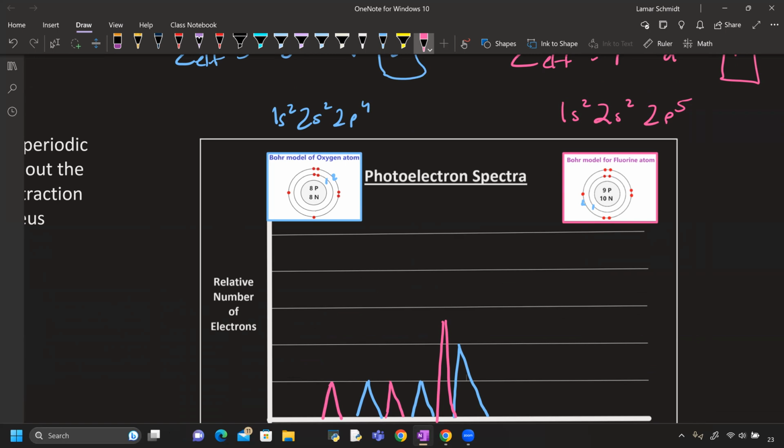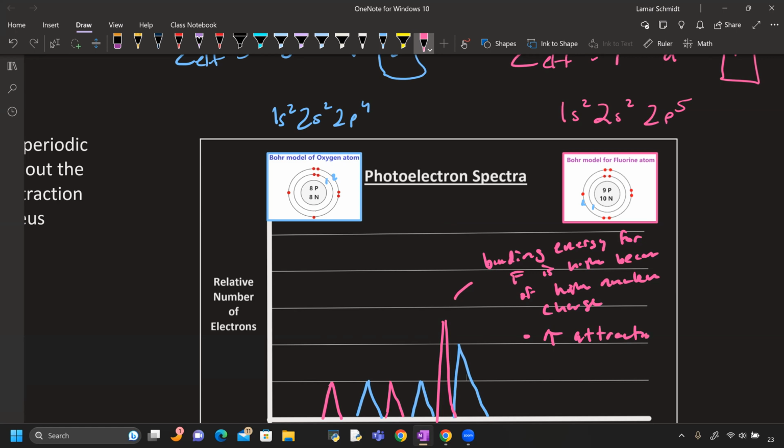So we have to understand that the binding energy for fluorine is higher. Why? So we're going to annotate this: binding energy for fluorine is higher because of higher nuclear charge. And another bullet point that you can make on here: more attraction. These electrons have more attraction for the nucleus.